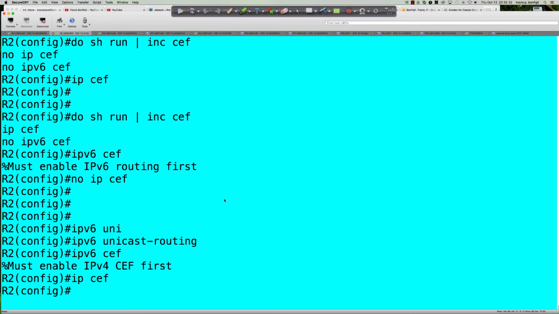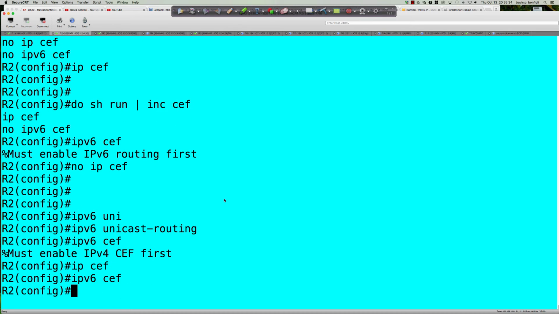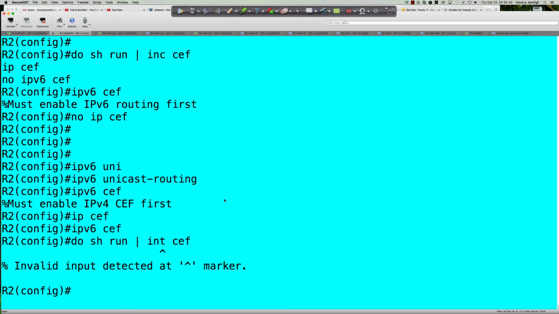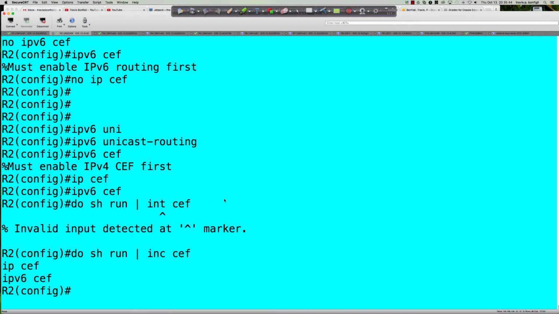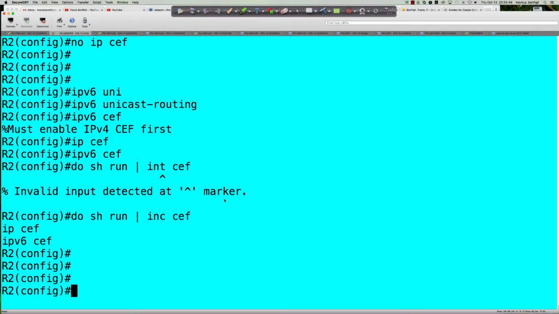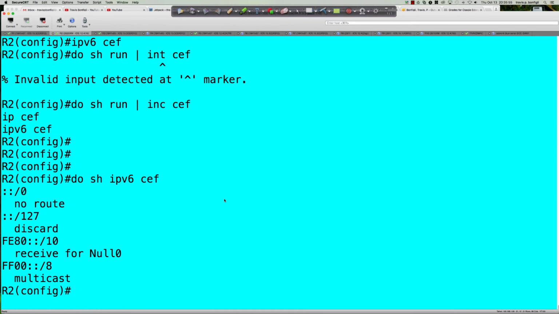So let's just say IP CEF. So we've got our IPv4 CEF on, and then IPv6 CEF. So now when I say do show run, include CEF, let's fix that there. All right, we've got CEF for IPv6 and IPv4. So from the command perspective, it's very similar. It would be do show IPv6 CEF. And those are the entries that I currently have for IPv6 CEF, right? Not much going on, not much excitement.